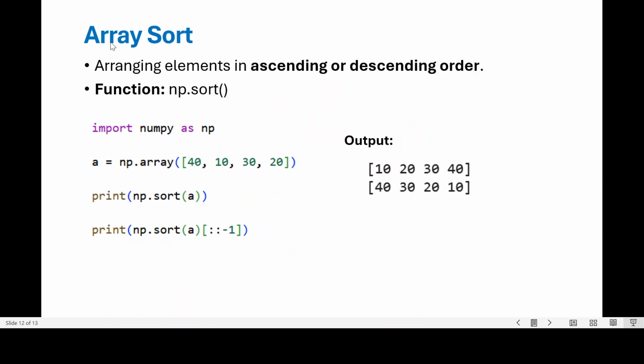Next, we are going to see array sort. Array sort means arranging elements in ascending or descending order. To do this, generally we use the function np.sort(). See the example code here. I am creating one array by using the function np.array(). If I want ascending order, I use np.sort(), which sorts the array in ascending order. If I want descending order, I use np.sort() followed by, within square brackets, a double colon and minus 1. If I do this, it prints the array in descending order.